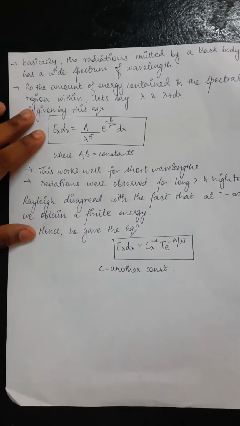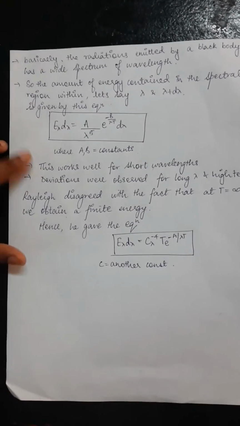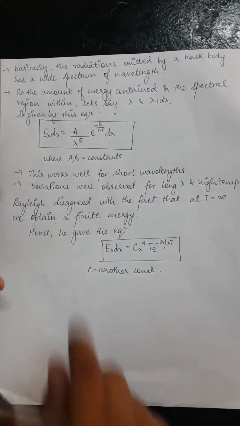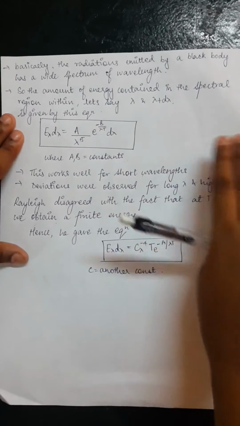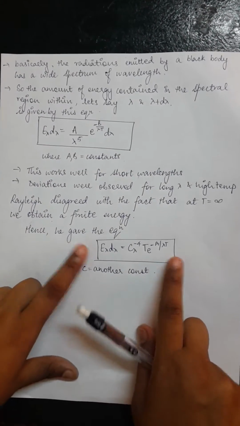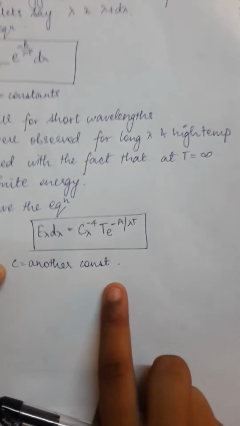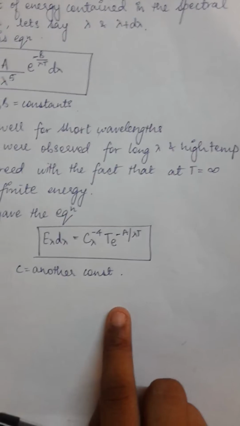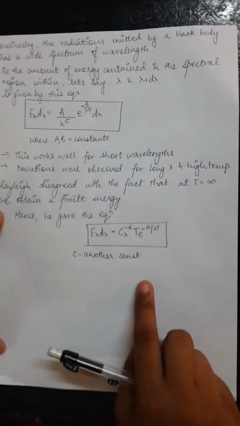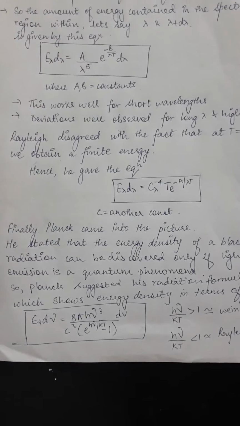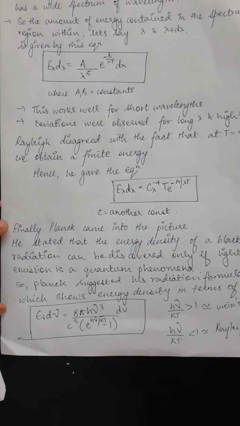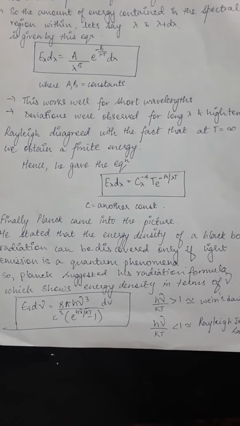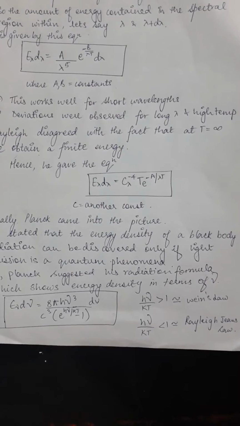This equation seemed to work really well for short wavelengths, but a few deviations were seen for longer wavelengths and higher temperatures. Now Rayleigh disagreed with this point. So he suggested his own equation with another constant C. He could not accept the fact that at infinite temperature we can obtain a finite energy. Finally, Planck came into the picture. He stated that the energy density of black body radiation can be explained only if light emission is considered to be a quantum phenomenon.